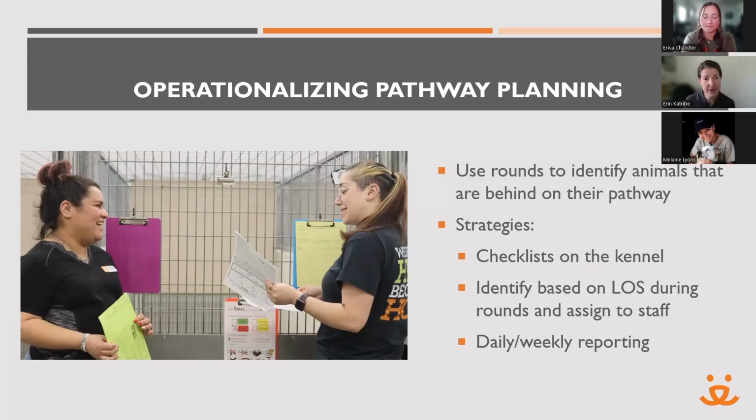There's a lot of different strategies that we can use, and I present some options here. Some shelters will actually use physical checklists, either on the kennel or filed somewhere else. We can use rounds to identify animals based on their length of stay, and we can then assign them to staff members to follow up on to make sure that we're doing all the steps that are in that pathway plan. And then I also encourage shelters, in addition to daily rounds, to run reports based on length of stay, and we can use that to identify animals that, again, are getting behind on their pathway.